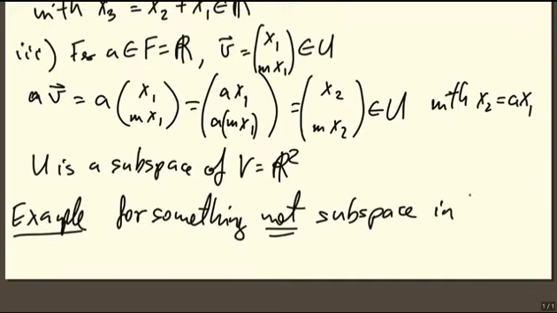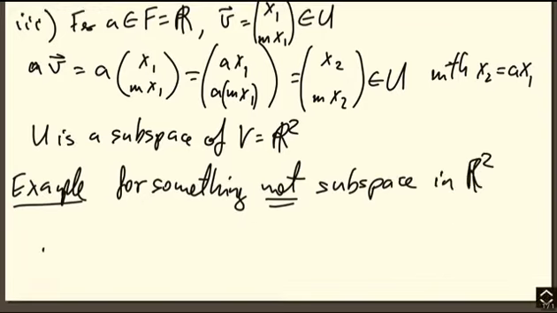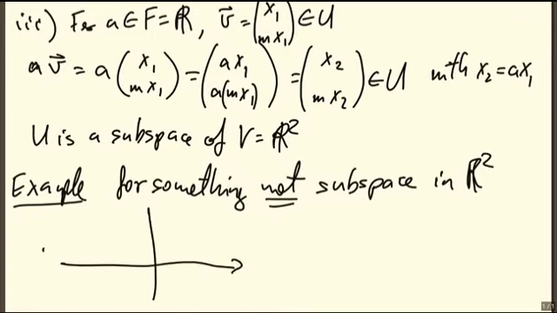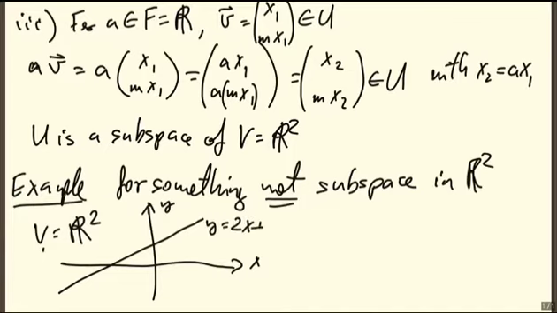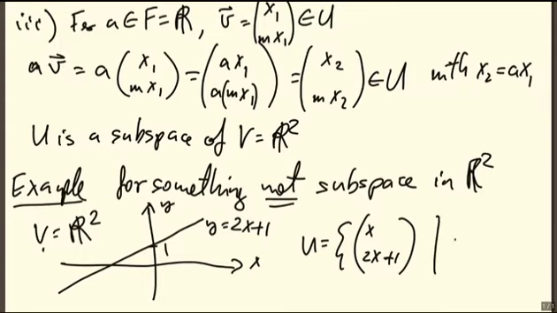Next example, for something which is not a subspace, again in R2. Well, we like straight lines, linear functions, so V is R2. Let's consider, for example, the straight line y equals 2x plus 1. So this is the set U. The easy way to describe it is the (x, 2x+1) points, since y is 2x plus 1, with x going through all the real numbers.